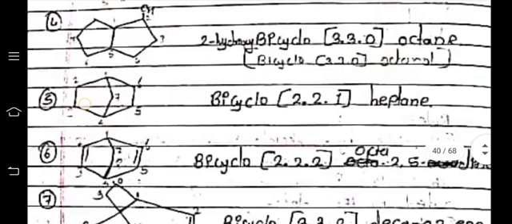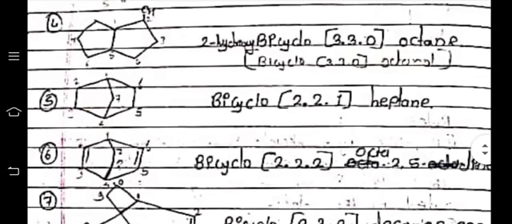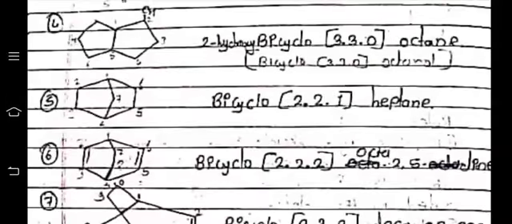So this is the nomenclature of the compound, that is 2-hydroxybicyclo[3.3.0]octane. We first write bicyclo as the main name, then in square brackets we write the numbers in descending order, meaning the big ring first, that is 3-membered, then 3-membered, and in between the 2 bridge carbon atoms there are no atoms, that's why it is 0. So 3.3.0 octane.